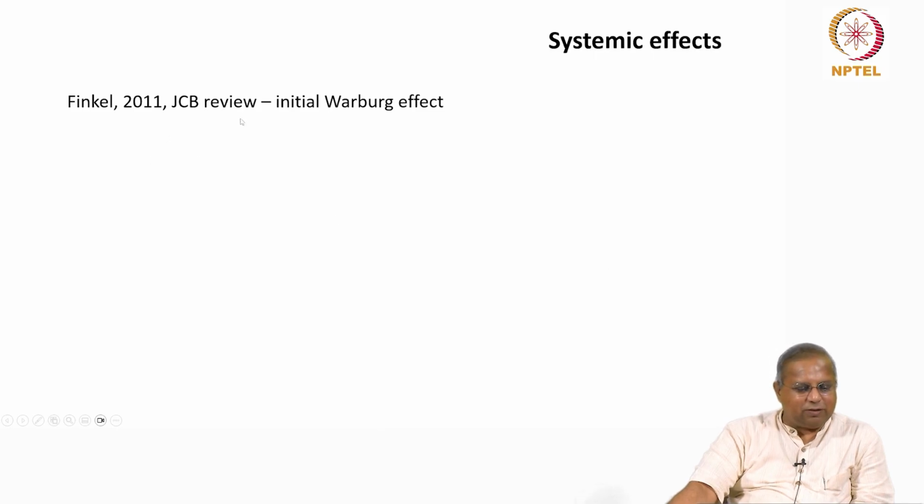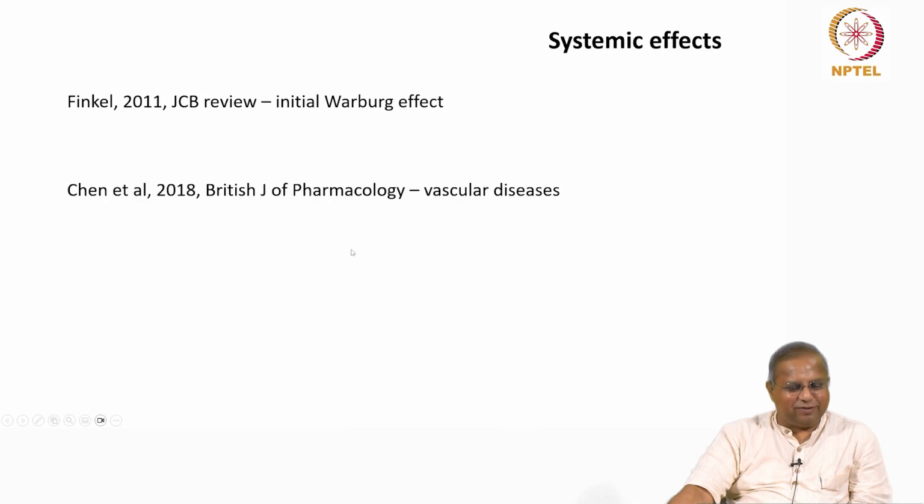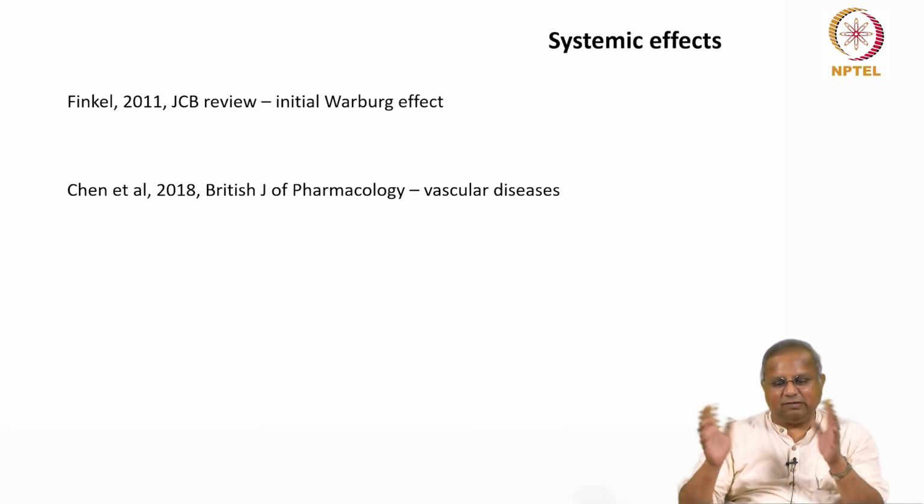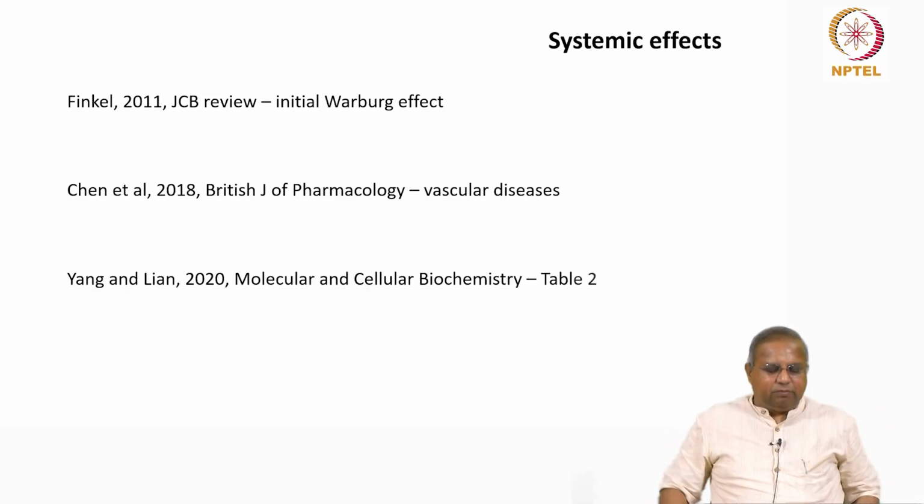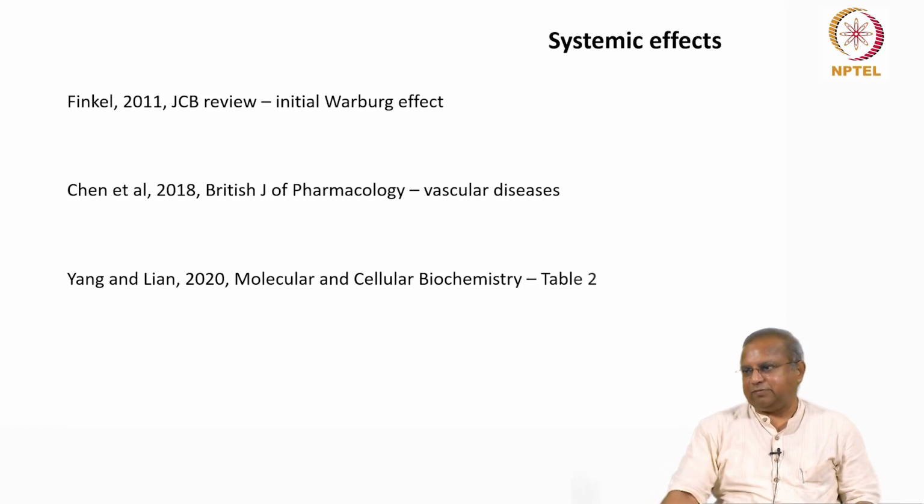I'm going to talk a little bit about this paper by Finkel in 2011. This was in Journal of Cell Biology. We're going to talk about the initial Warburg effect, and Jayashree can relate to that. Chen et al. 2018, British Journal of Pharmacology. This shows the effect of reactive species on vascular diseases, a systemic effect. And Yang and Lian in 2020, Molecular and Cell Biology. Take a look at table 2, which lists a lot of these systemic effects.